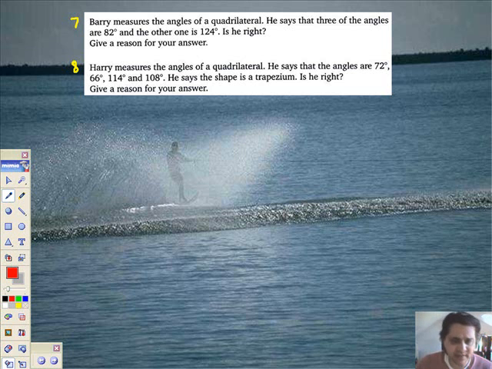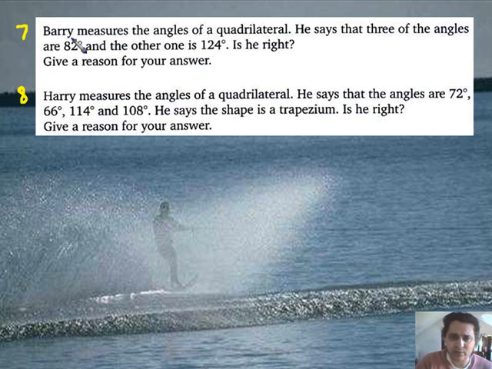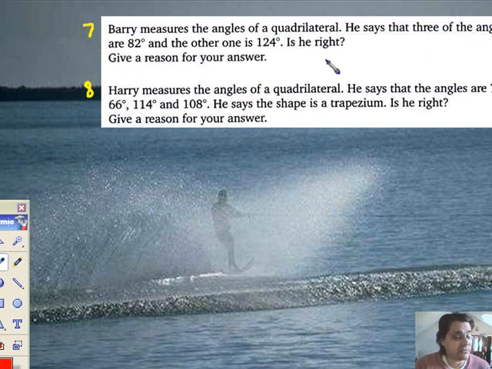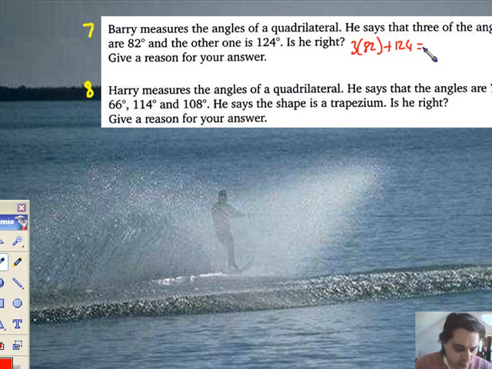Right, question 7 says Barry measures the angles of a quadrilateral, so it's a 4-sided shape. He says that 3 of the angles are 82 and the other one's 124. Is he right? Well, if Barry's right, then this should come to 360. So I've got 3 lots of 82 plus 124. Let's work it out. 82 times 3 plus 124 comes to 370 degrees.